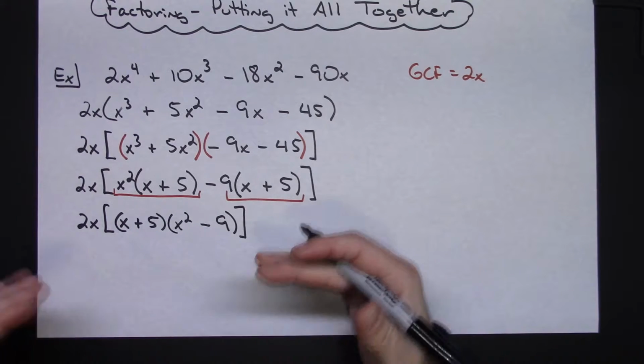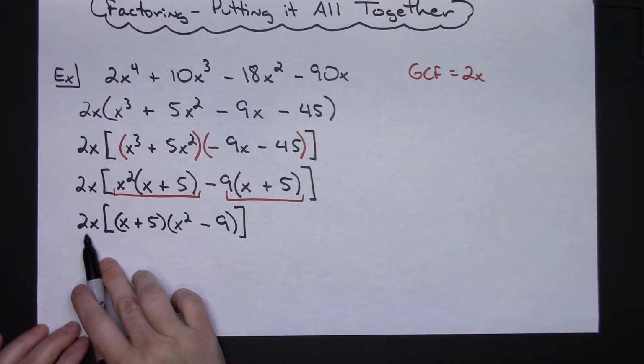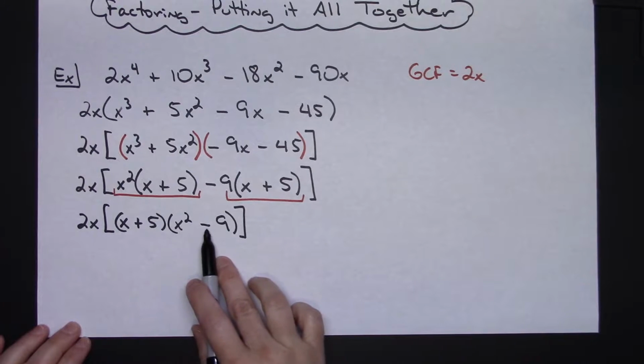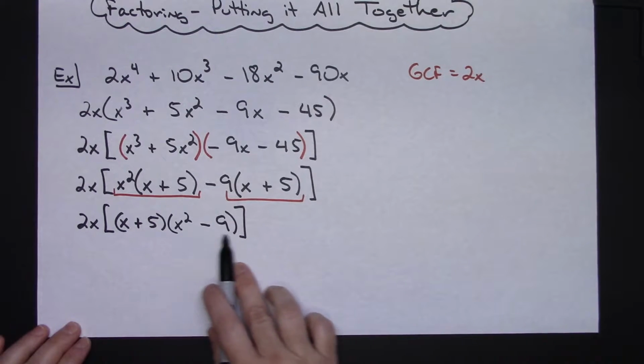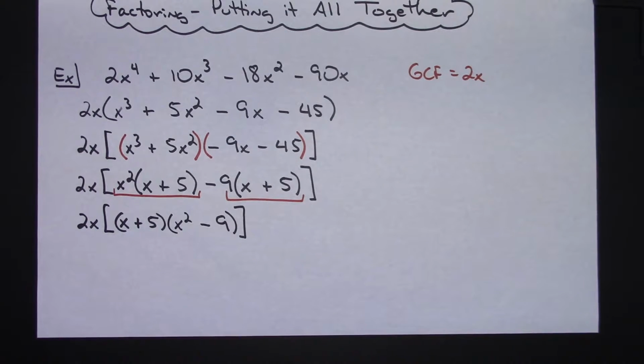Now, what you're going to have to get used to in these types of problems is you never ever want to stop. Every time you do something, you're just going to keep looking to see if there's anything else you can do. The greatest common factor sitting out here in front, we can't do anything with that. The x plus 5, we can't do anything with that. But here you've got an x squared minus 9. You should recognize this as the difference of two squares. So I have yet one more step to do.